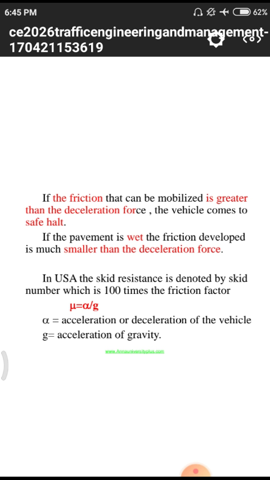Alpha is equal to the acceleration or deceleration of the vehicle, and z is the acceleration of gravity. First of all, we have to know the first sentence: the friction that can be mobilized is greater than the deceleration force when the vehicle comes to a safe halt. That means the vehicle is moving at a safe speed.